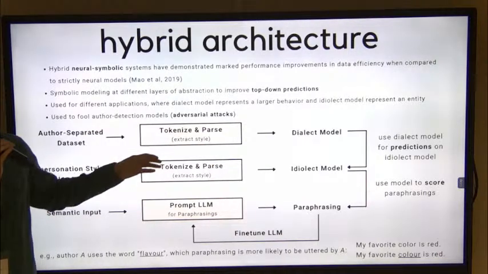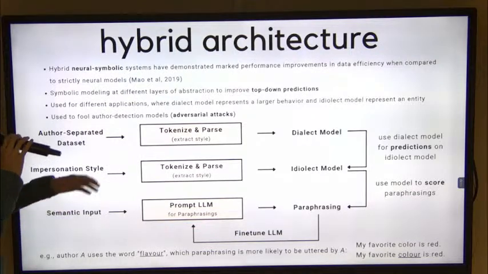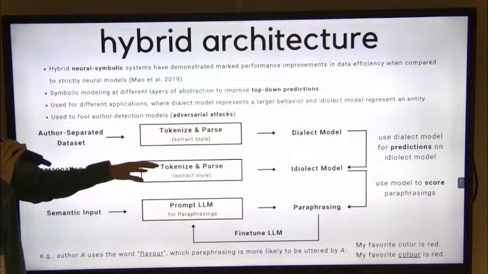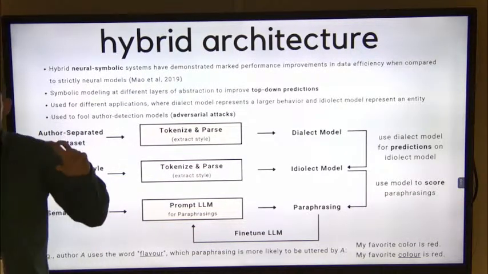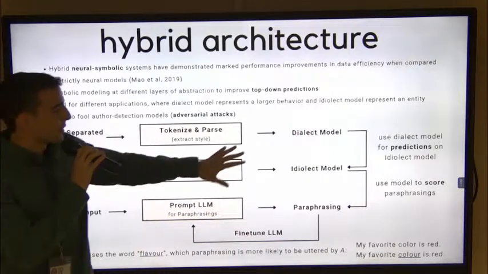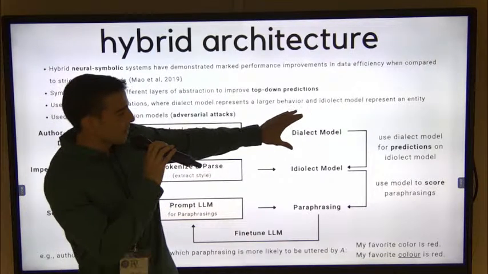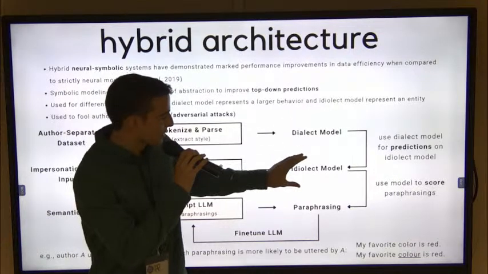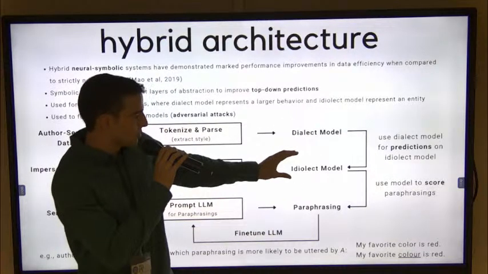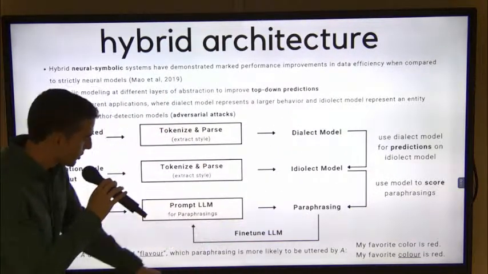What the model construction does is it tokenizes and parses the inputs, so essentially extracting the style, and generates the model. And then we have the dialect model, which is used to make predictions on the idiolect model, and that is used to score the paraphrasings. And then we go back to fine-tune.